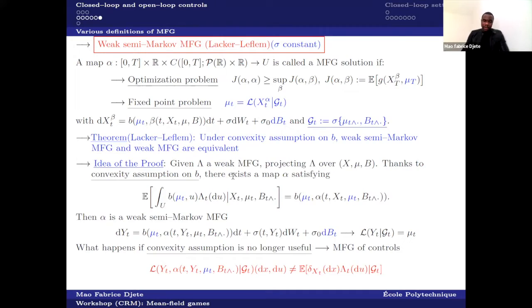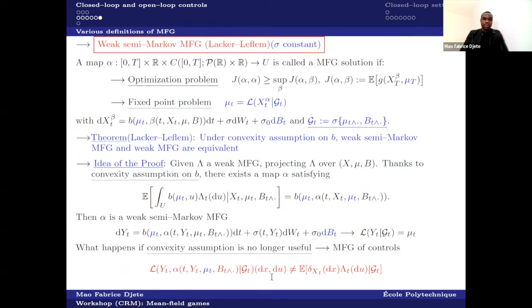But the thing is, the convexity assumption is no longer useful, in the sense that in the case of mean-field games of controls, for instance, even if you can project your control over X, mu, and B, you cannot recover the law of control. It's quite unnatural, because you do a projection over a set, so naturally you lose some information and you cannot recover entirely the law of control.